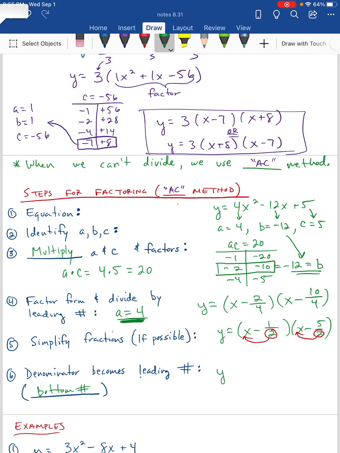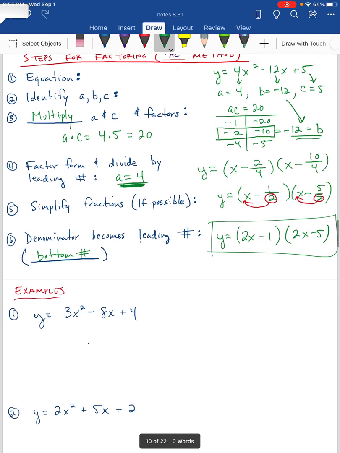Okay, so your final answer would be y equal to 2x minus 1 now. You got rid of the fraction by moving that denominator as the leading number. And this will become 2x minus 5. This is your final answer.